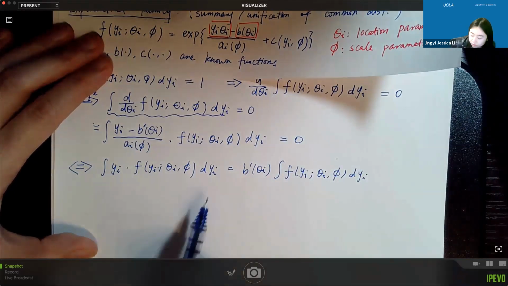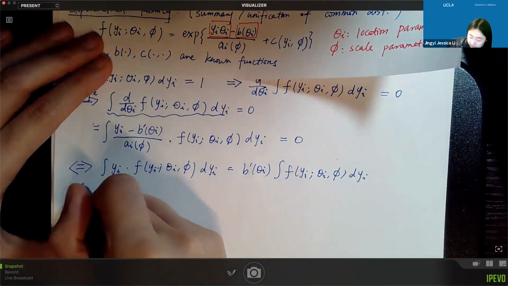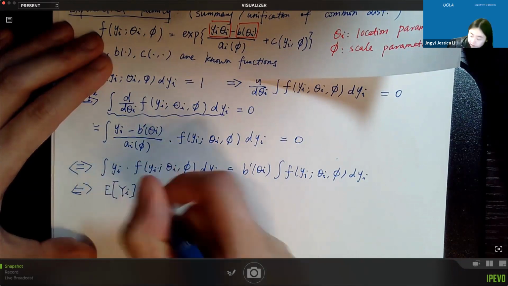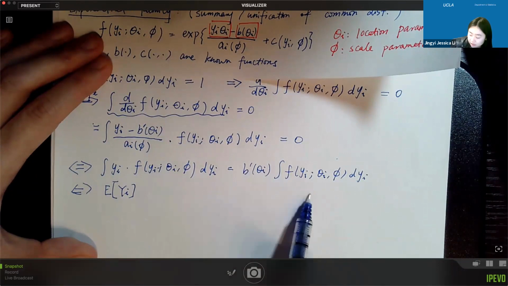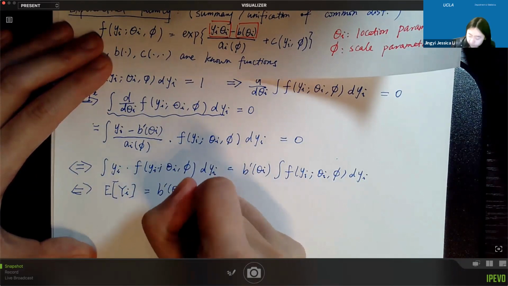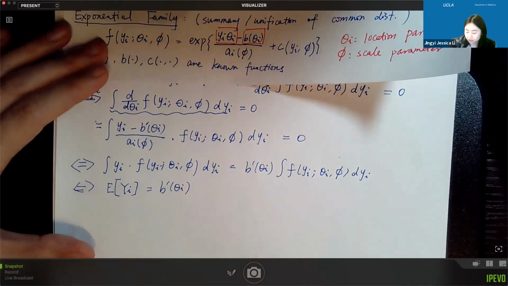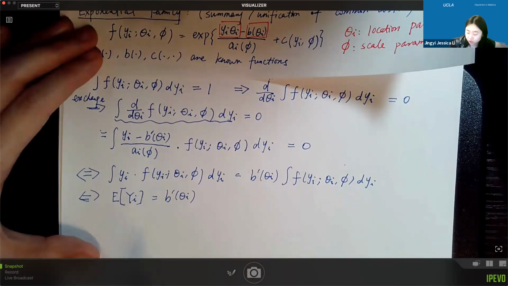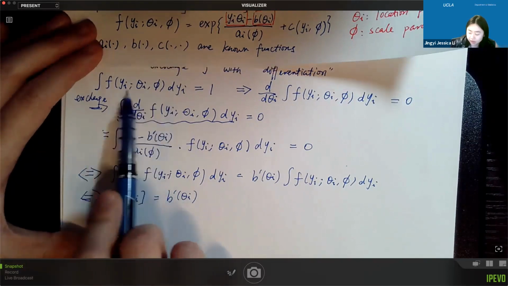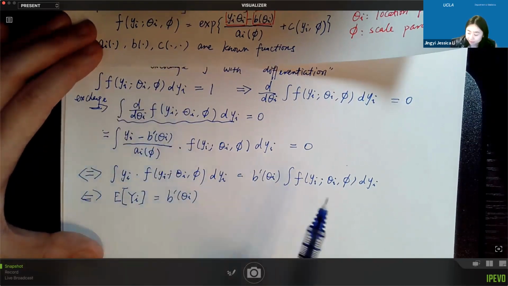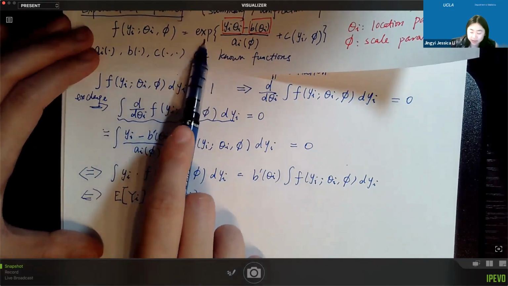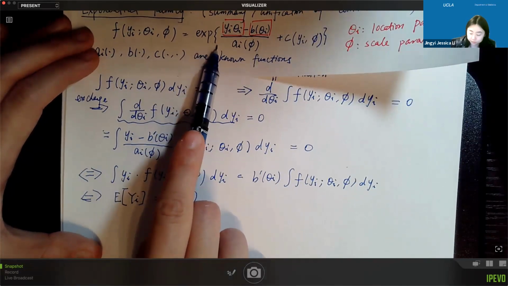Okay, and what's this? The left-hand side is the definition of expectation, so this is the expectation of yi. And on the right-hand side, this term stays and this integral is equal to 1 by the definition of density. So I have it. You see, the key thing in this proof is to exchange differentiation with integration. Another key result we use is that the probability density function integrates to 1. And we have this nice result simply because the exponential family density has this nice form as an exponential function.